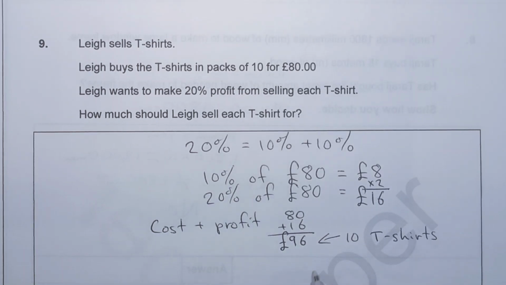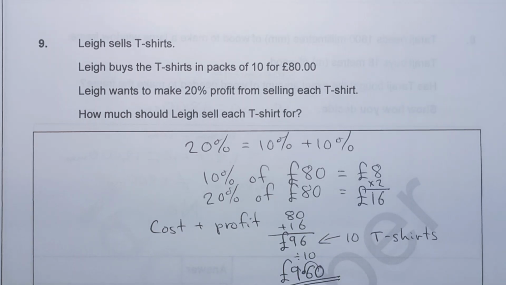t-shirts. We want just one t-shirt. So we want to divide this by 10. So if we've got 96 divided by 10, we've got our decimal point here. We're going to move it one place into here. So we're going to have £9.6. But when it's pounds and pence, we want 2 decimal places, so we're going to make it £9.60. And that's our answer there. And that's the end of the non-calculator section.